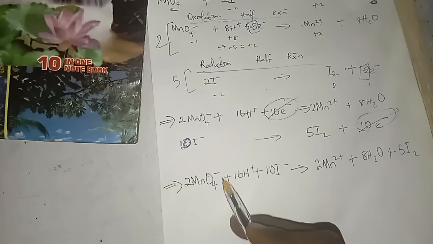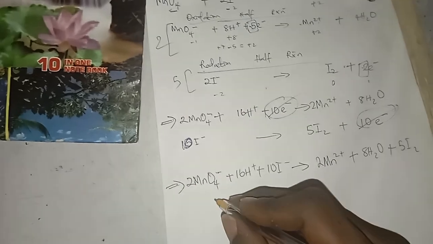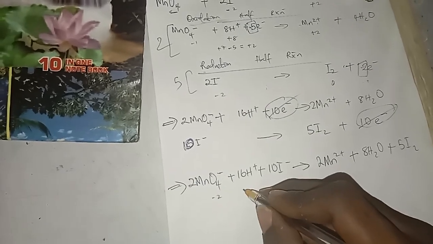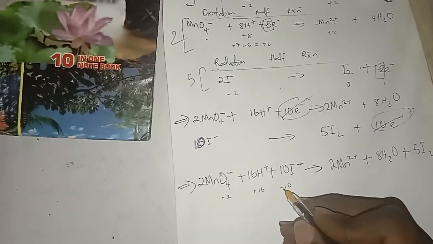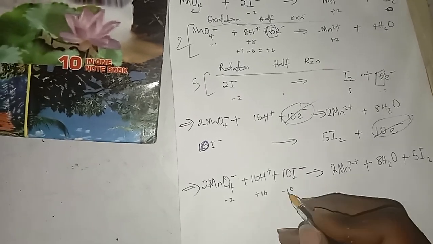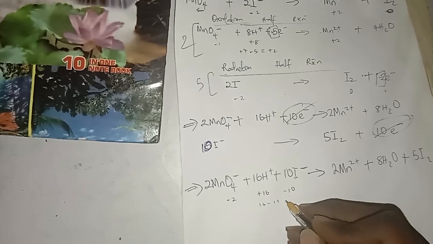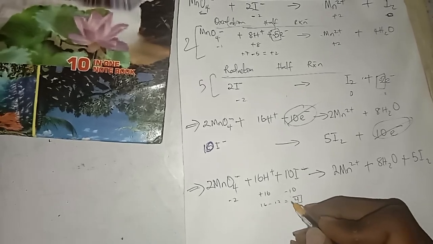So if you check now, let's check the charges. So I have minus 2 plus 16 minus 10, minus here times this thing. So I have minus 2 minus 10 is minus 12. 16 minus 12 is equal to 4.